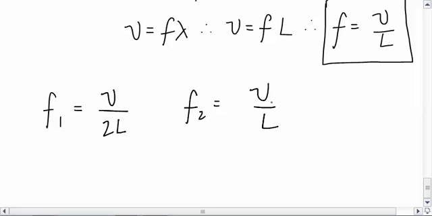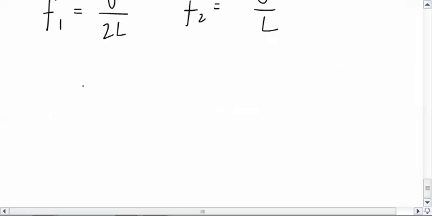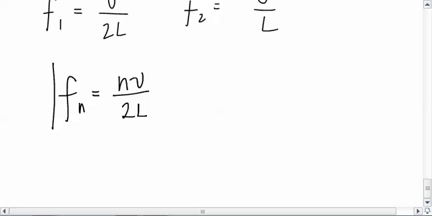It's beginning to look like the string. And that's exactly right. The string is symmetric, meaning it was fixed on both ends. And the open pipe is symmetric because it's open on both ends. So that's why they behave similarly. So then we could write an equation for the nth harmonic in an open pipe as nV over 2L.